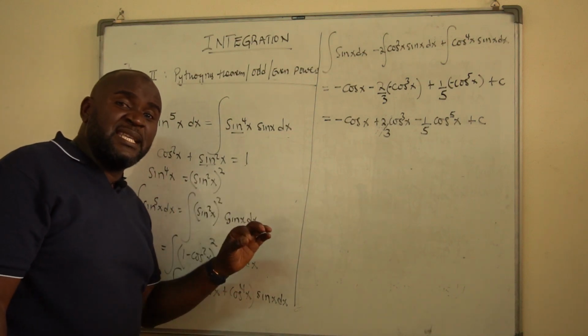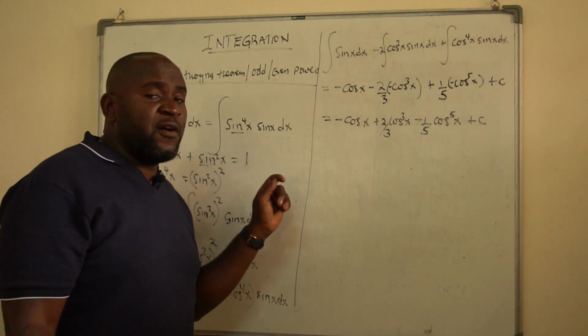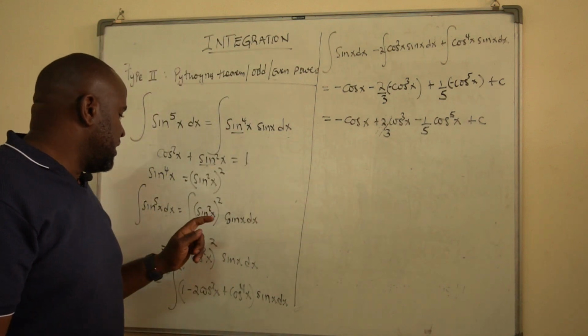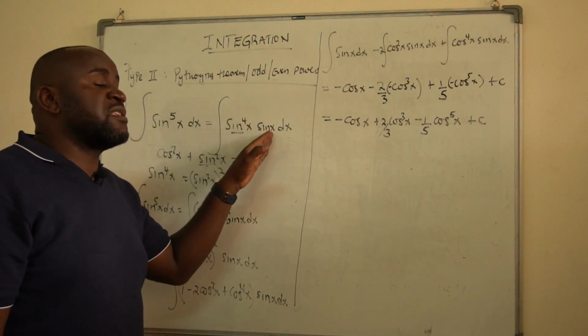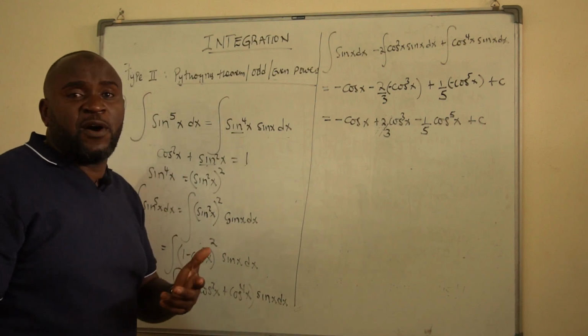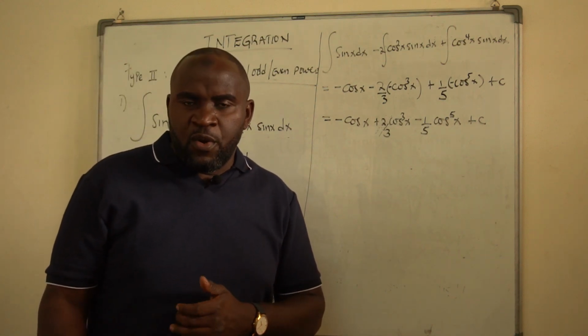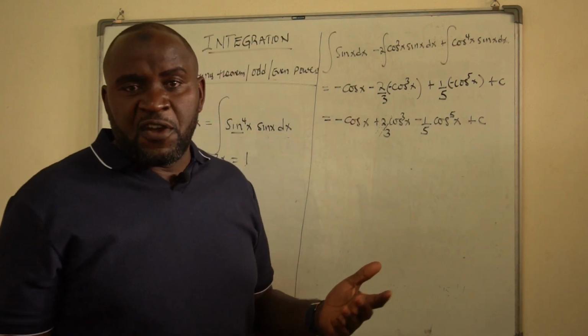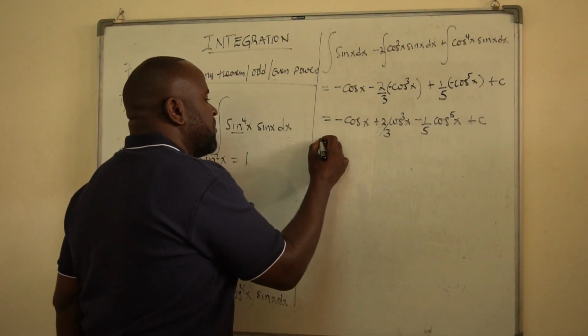This is when the power is odd. Whenever the power is odd, you split the power into odd and even. That's why you ended up seeing me saying this is power 4, and this is power 1. So whenever you have odd powers, we split the powers into odd and even. Whereas for even powers, we should always borrow what we call the double angle formula.